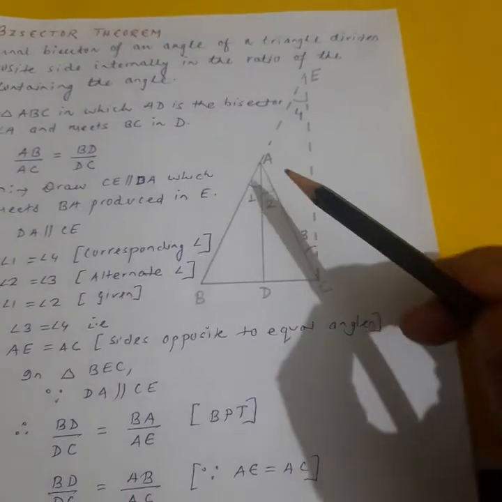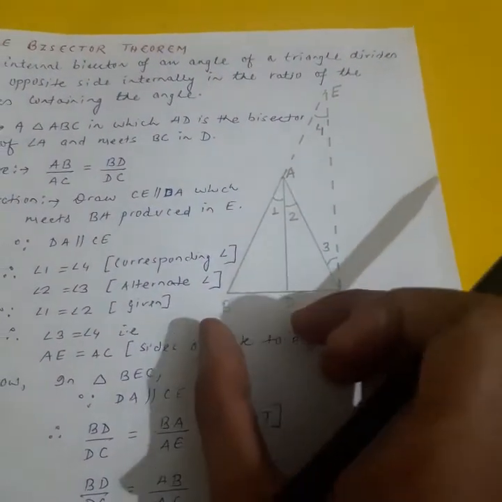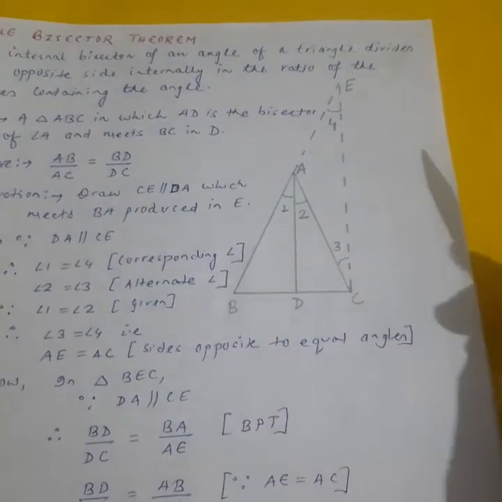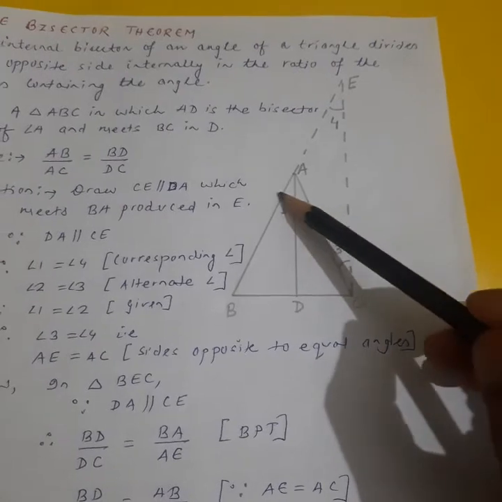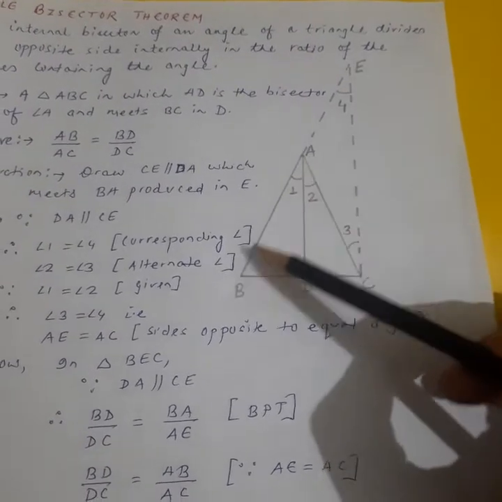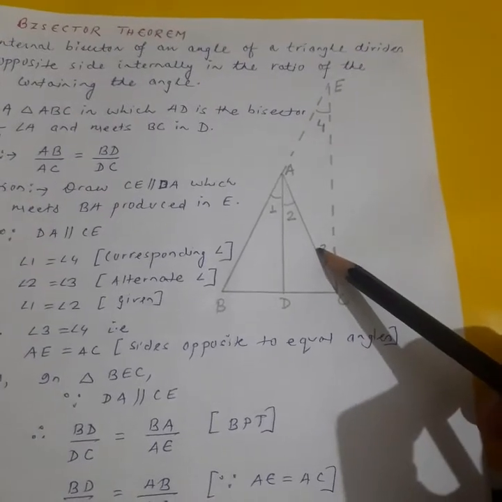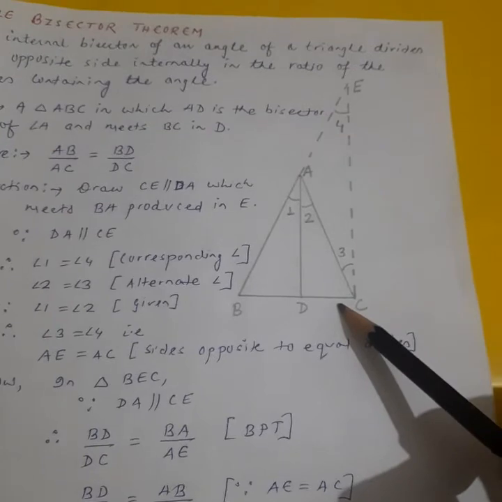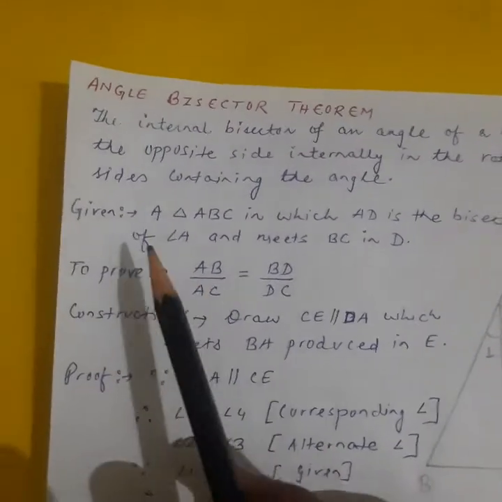Now we need to prove that this bisector is falling on the side BC, dividing it in two parts BD and DC. Its ratio, that is BD by DC, will be equal to the ratio of the sides containing that angle. Now angle A is contained by AB and AC, so the ratio will be AB by AC. So finally we need to prove AB by AC equals BD by DC. This is the angle bisector theorem. Let's see how to prove it.